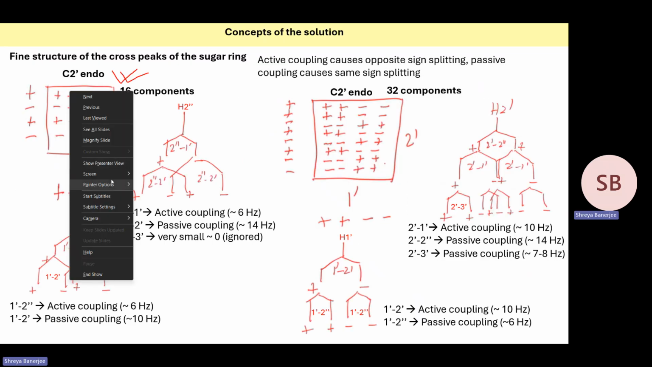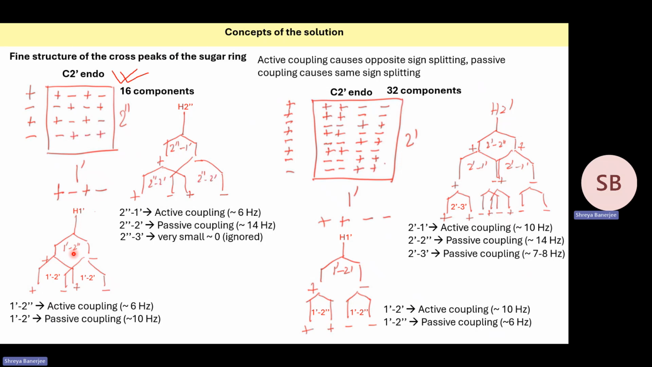Now we will look at the fine structure. 1' is split by, we are looking at 1', 2''. So this 1', 2'' is your active coupling, and that will result in change of phase. So it will divide into plus minus. Then you have 1', 2', which is passive coupling. So plus will give plus and minus will give minus. And because the passive coupling is 10 Hertz, this crossing is happening. So 1' is splitting into plus minus plus minus.